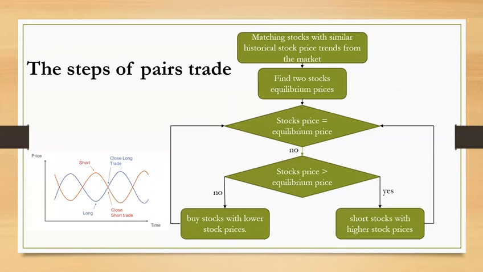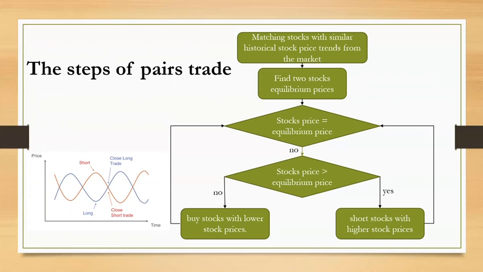After introducing those boring definitions, let's now look at how to use the pairs trade strategy. First, pairs trade is called this name because we need to select two stocks or two portfolios for comparison. In this example, for simplicity, we choose two stocks. Therefore, to start a pairs trade strategy, we need the price information of two markets, then match stocks with similar historical stock price trend from the markets.